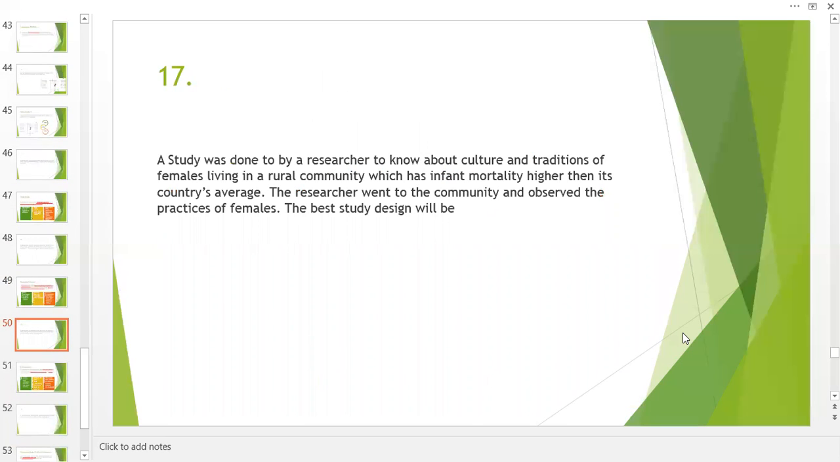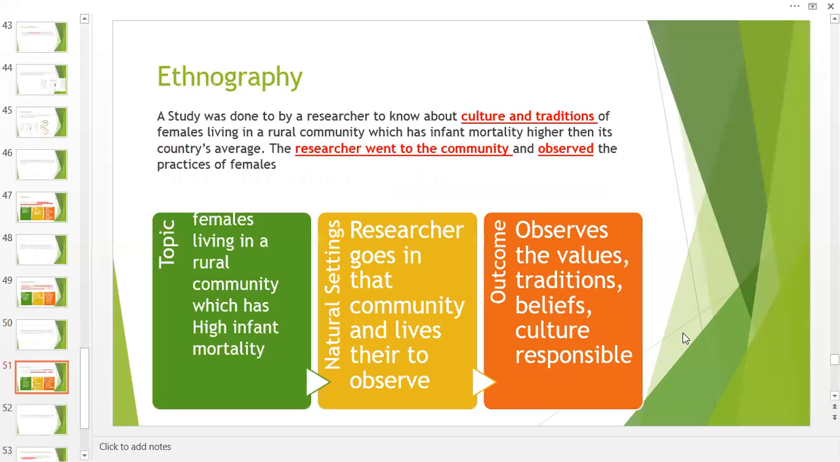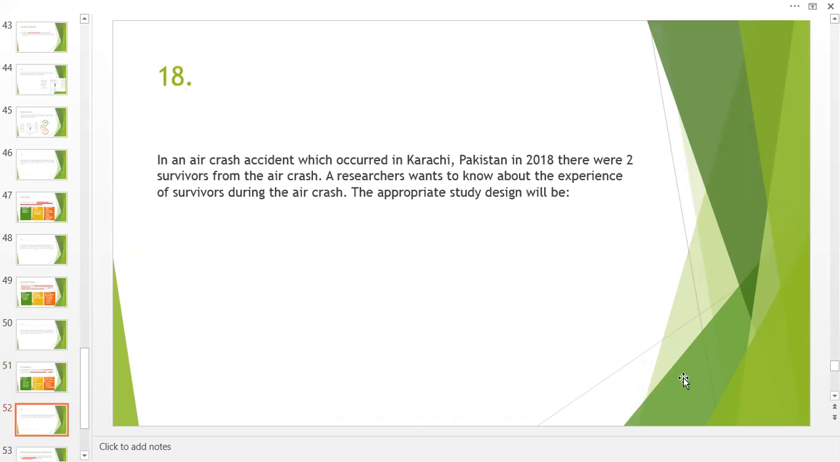A study was done by the researcher to know about the culture and traditions of females living in rural community, which has infant mortality rate higher than the country's average. The researcher went to the community and observed the practices of females. The best study design is, again, a qualitative study. The most appropriate study design will be ethnography, because females living in rural community was the research question, and the researcher goes in that community and lives there to observe. Observations are taken in ethnography, to observe the values, traditions, beliefs, culture which are responsible.